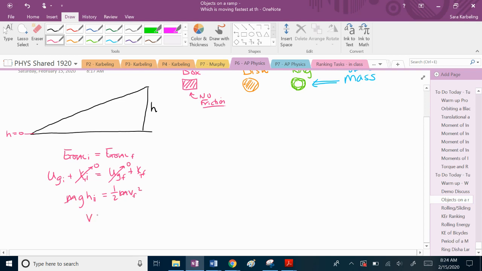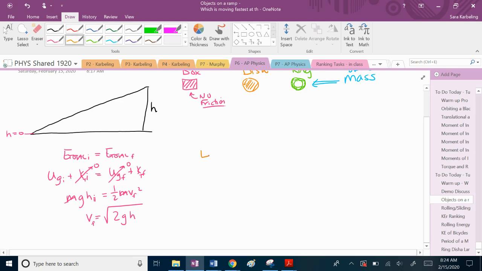We can figure out how fast this box is going. We've done this a bunch of times. It's the square root of 2gh. So that is the final velocity for the block at the bottom. Easy, no problem. It can be Paul, it can be Kathleen. In fact, it doesn't matter how big the box is, it's still going to have the same velocity at the bottom. Now, let's take a look at the disk.